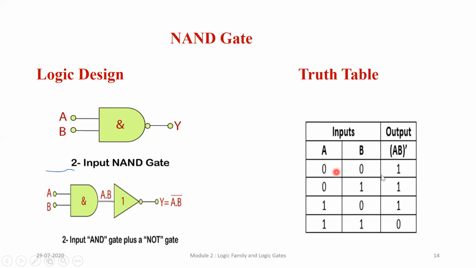And in the truth table you can see, for the AND gate when both inputs were 1, the output was 1. But here it is zero. Totally opposite. So if you want to remember the truth table, remember the AND gate and write its opposite. Or remember that when both the inputs are high, my output is low.